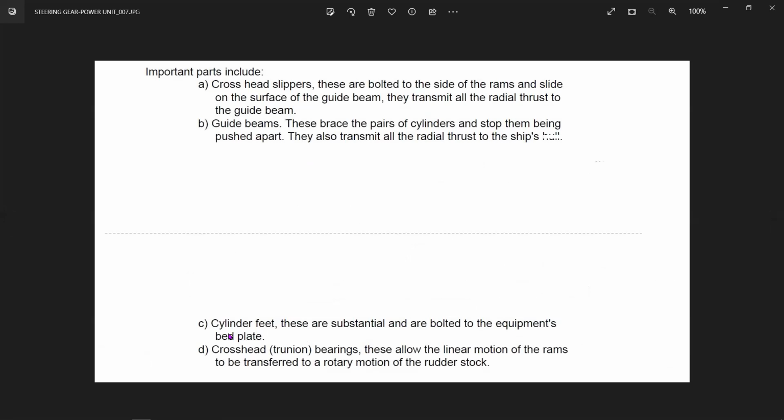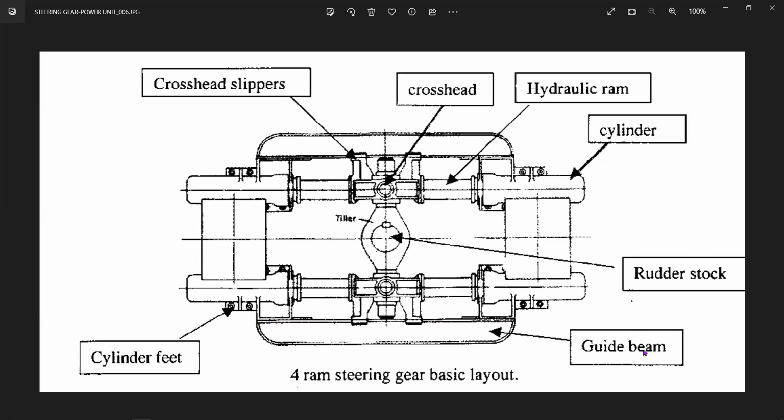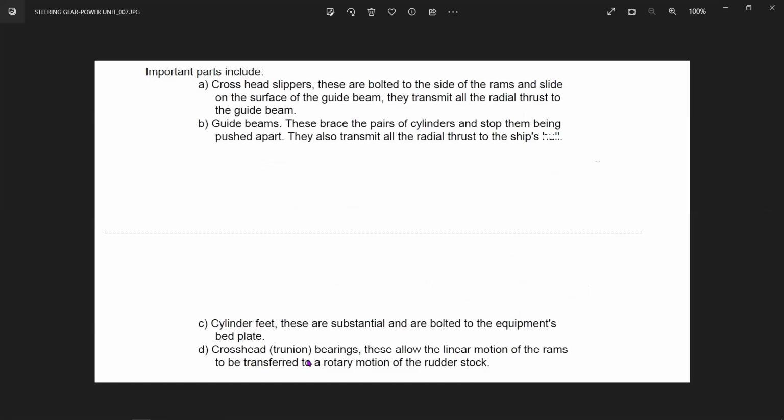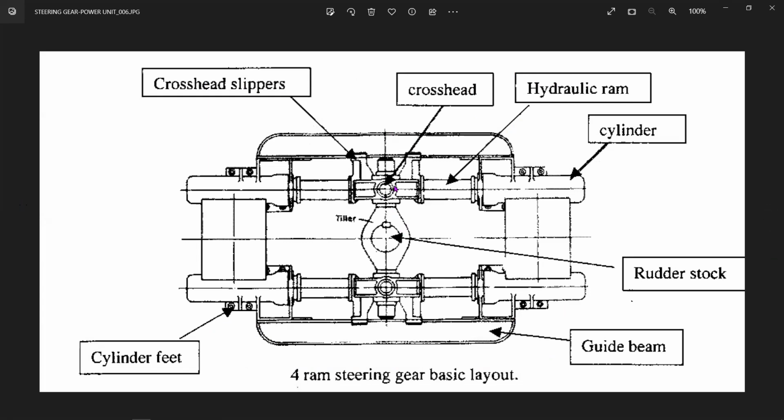Okay. The cylinder feet are substantial and bolted to the equipment bed plate. What you have here, this one. These connect the cylinders to the bed plate of the steering platform. Okay. Crosshead trunnion bearings allow the linear motion of the rams to be transferred to the rotary motion of the rudder stock. So this is a crosshead over here in the center, top view. Now we'll see what the design for this was. This arrangement is called a Rapson slide.